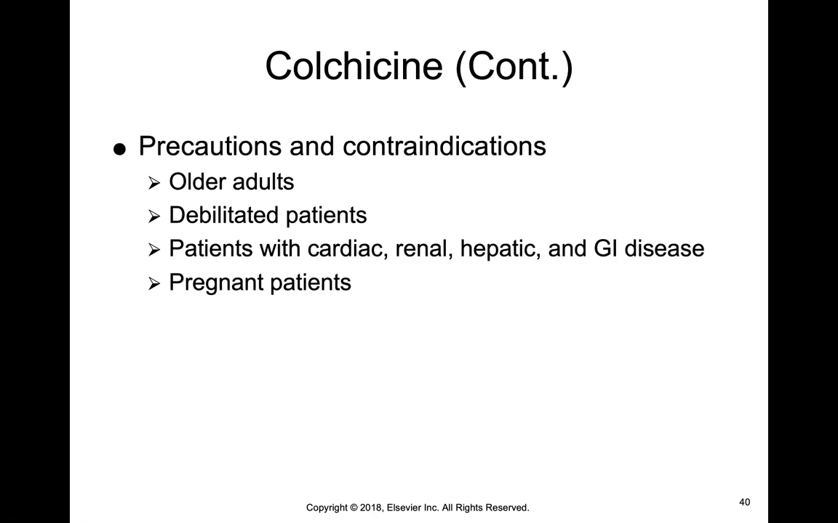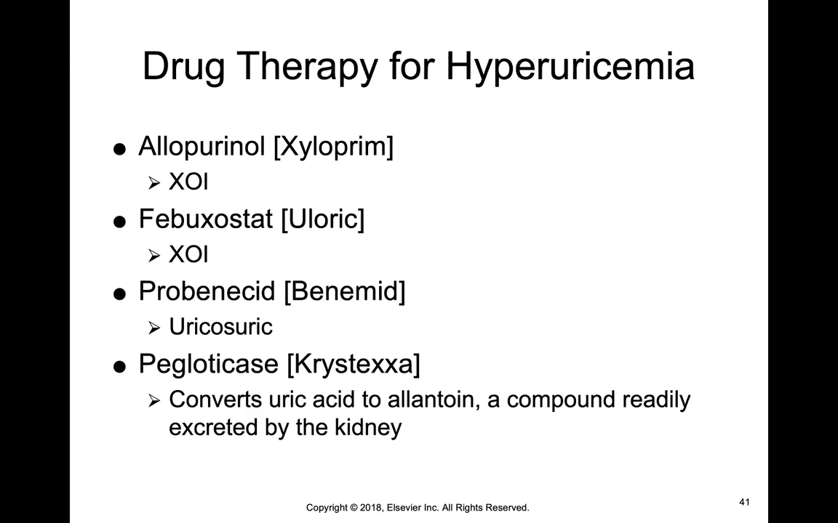Here are some precautions with colchicine. Just going to go over those. Here's a summary of the drug therapies for hyperuricemia. So, allopurinol wants to be its own thing, febuxostat, probenecid, and pegloticase.